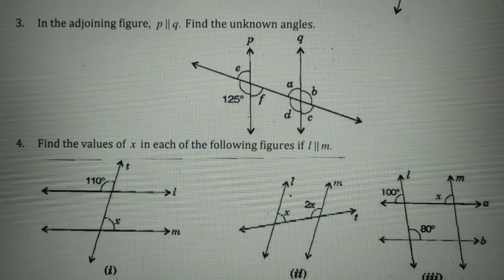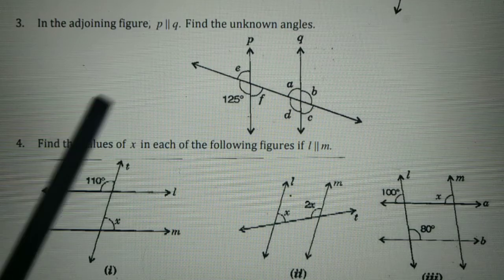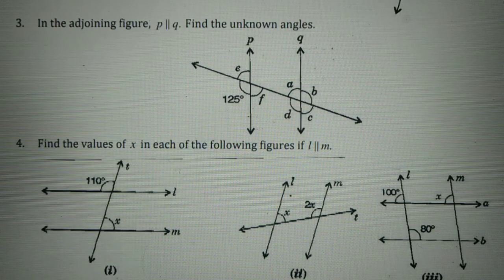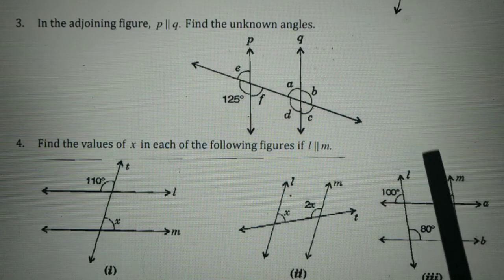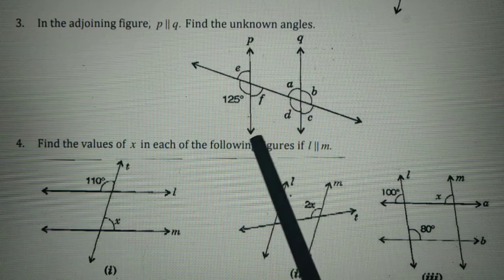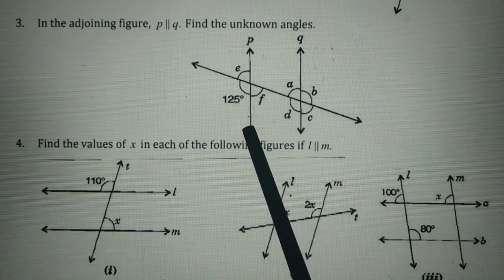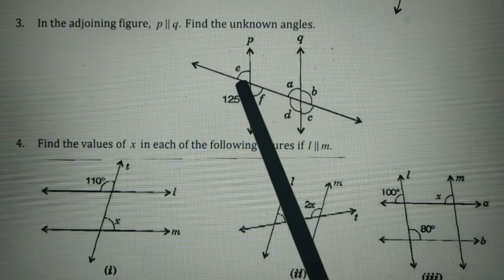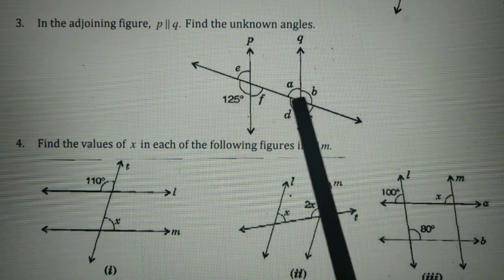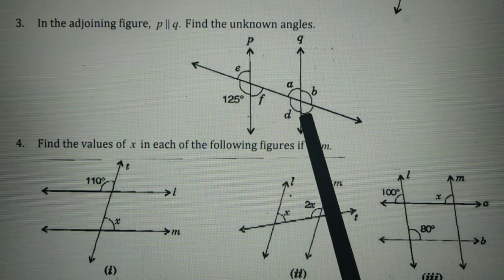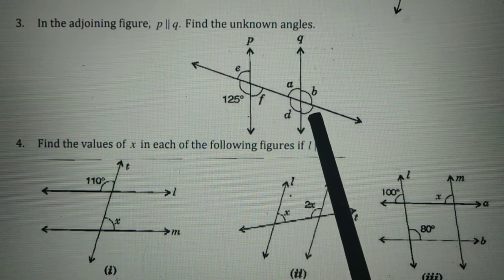Now students, observe the third question. In the adjoining figure, P is parallel to Q. Find the unknown angles. Now we have to find all other angles. Only one angle, 125, is given. Now use the property of the corresponding angles, because these two lines are parallel. Lines P and Q are parallel, and this is a transversal line which cuts these two parallel lines at two points.